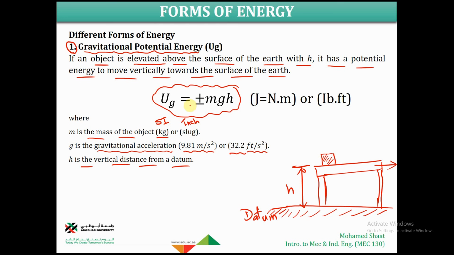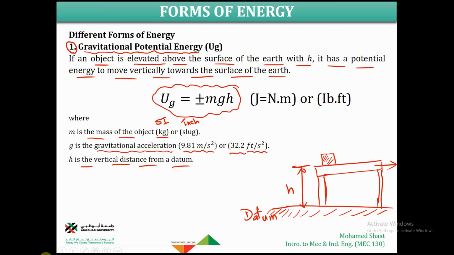So that's why it has a positive potential energy. Its gravitational potential energy is positive. Why? Because it will move the object towards the datum. The object is going to move down towards the datum. So in that case, it's going to be positive.